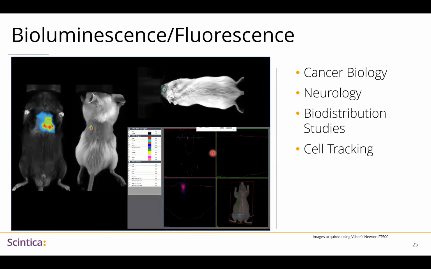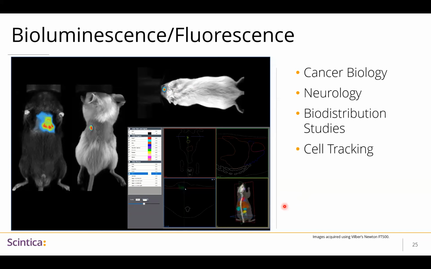These are some example images. Here we have images from our Newton system that we sell here at Scintica. So bioluminescence, looking at a lung tumor, fluorescence imaging here, bioluminescence on the brain. So cancer imaging is a main application, as well as neurobiology, biodistribution, and cell tracking. The Newton system also has great 3D capabilities. So here we're seeing a 3D tumor localized in space and the ability to apply an anatomical atlas onto the image to provide us with some context of where that signal is coming from.